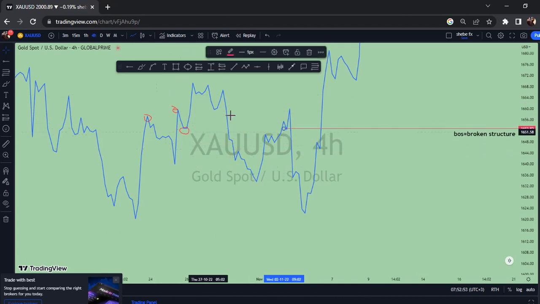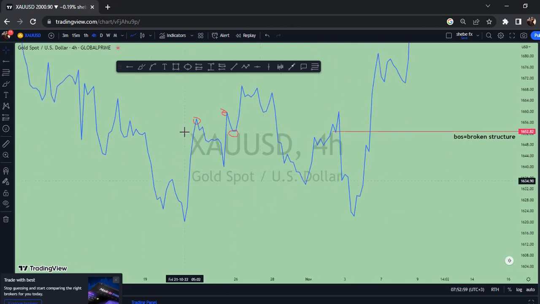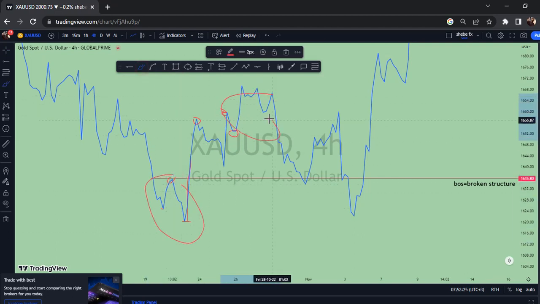So these are the break structures. This is the break structure. Also, this one is the break structure. And if you look here, this was low, high, lower high, higher highs, then lower high. Then the price went past and made a break of structure over here. So this one is the broken structure. This one is the broken structure. This one is the broken structure. And this one is the broken structure. Also, this one is the broken structure.